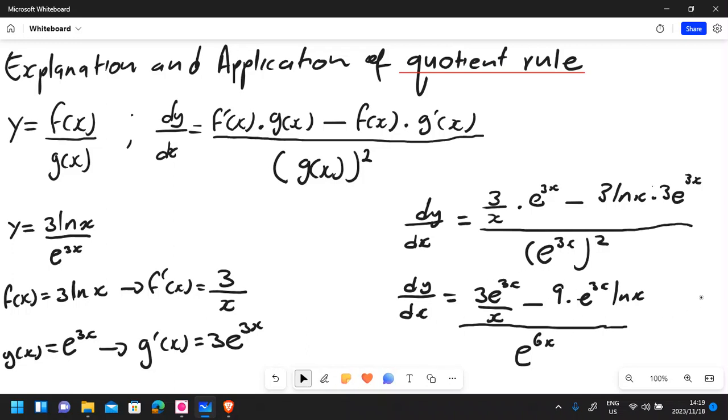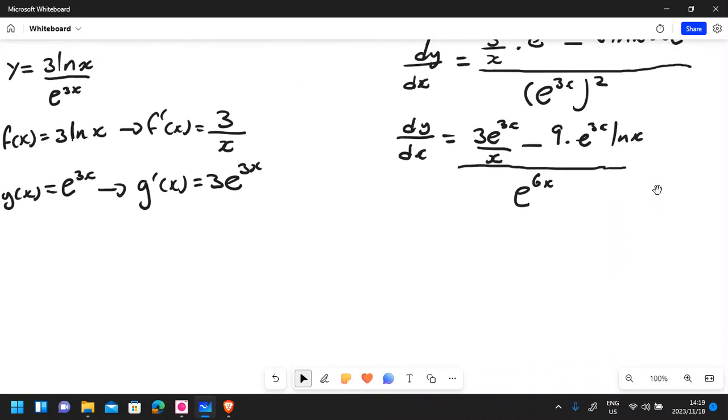So this is it, guys. Right, this is not the end of it. You can continue and take out the common factor on the numerator, and let's see what's going to happen and simplify it. But we are actually done differentiating. We're just simplifying here. If you look at the numerator here, the common factor is 3 and e to the power of 3x.